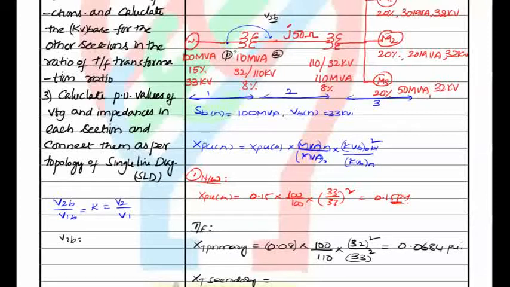It is nothing but 33 kV. So V2B is equal to 110, the secondary side voltage, divided by V1, which is 32, into the V1 base, which is 33 kV here. So how much do you get? It is nothing but 113.4375. So this is the voltage that we got here. These are in kVs.